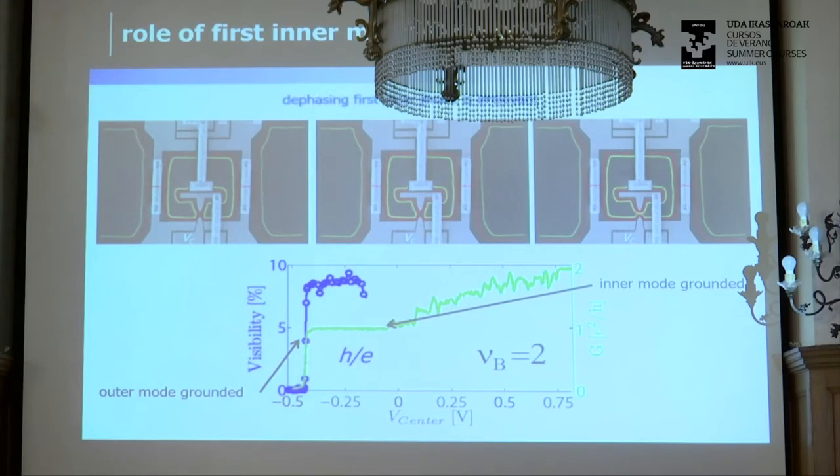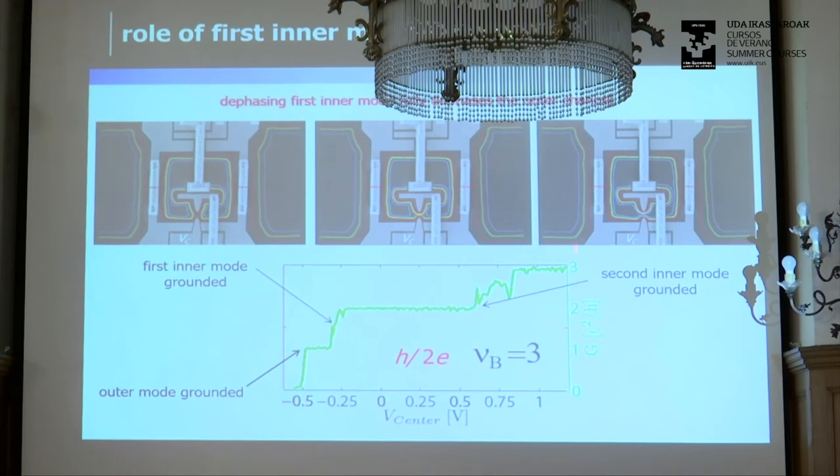But now I'm moving on. So dephasing the first inner mode is irrelevant. Only the outer mode matters. The inner one is irrelevant. Now I'm going to filling factor 3. So there is 3, 2, 1 of the QPC here. This is the first time all of them go through. Then you can see here, I take the inner one, which is light blue, to the ground. And here I take the green to the ground, which is the second one near the red one.